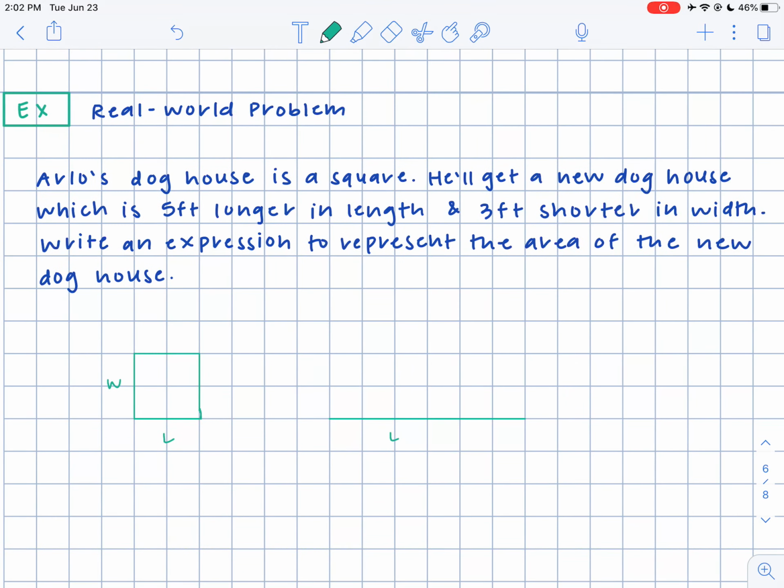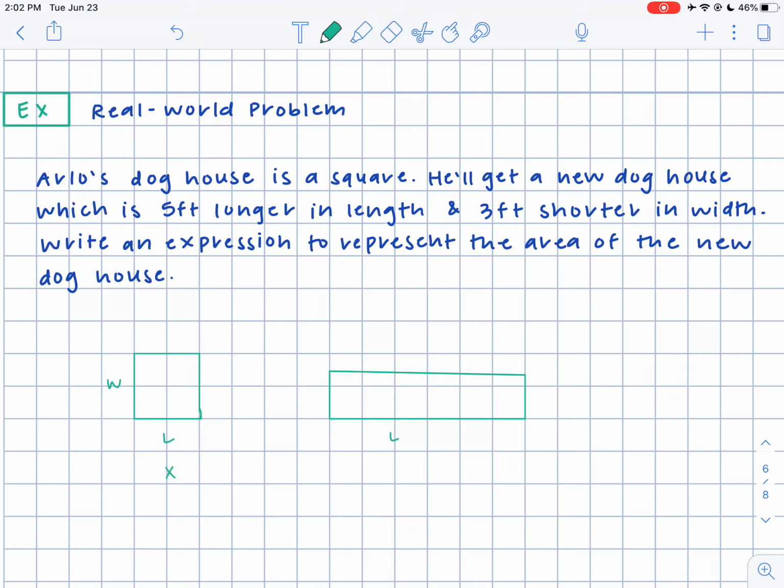L, and it's 3 feet shorter in width. So we'll make it shorter. Okay, so let's pretend his doghouse would look something like this. Now we want to write an expression to represent the area of the new doghouse. Okay, so here's his old doghouse, right? I'm saying that this is length and this is width. They are the same size.